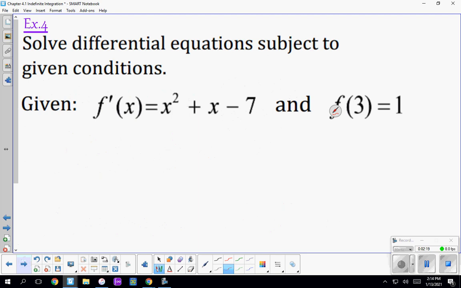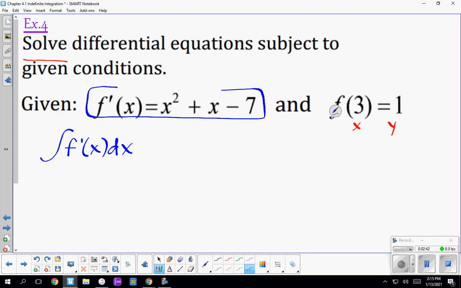Now we're going to find a particular solution, and in this case, when it says solve, it wants that original function, and it gives me an xy ordered pair so that I can find that specific c value. So I do need to say that I'm going to integrate the derivative with respect to x. That's the notation, since nothing in here tells me to integrate. So I do have to say I'm integrating.